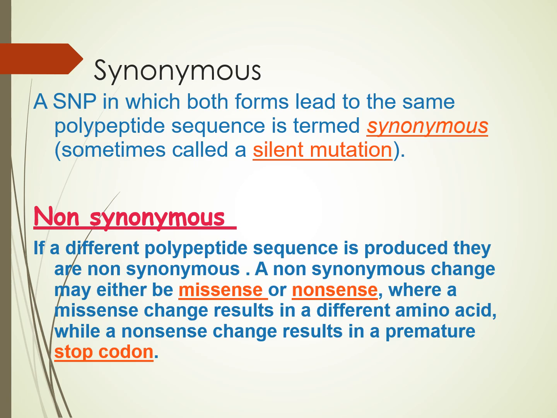Then there is non-synonymous. If different polypeptide sequences are produced, then they are called non-synonymous. So due to the SNP, the codon got changed and the new codon is now coding a different amino acid. This is called a non-synonymous SNP. A non-synonymous change may either be missense or nonsense, where a missense change results in a different amino acid, while a nonsense change results in a premature stop codon. So you know all these things from molecular biology.